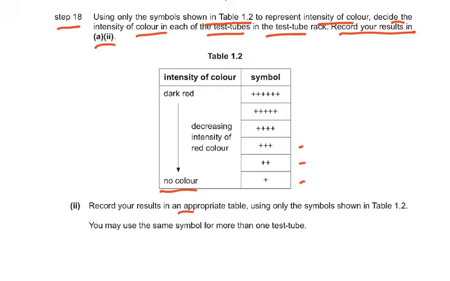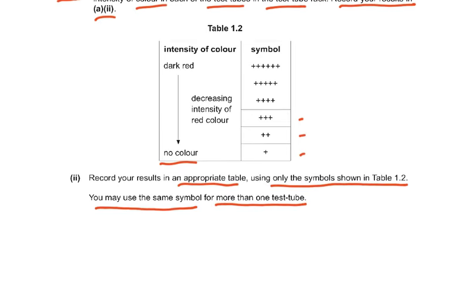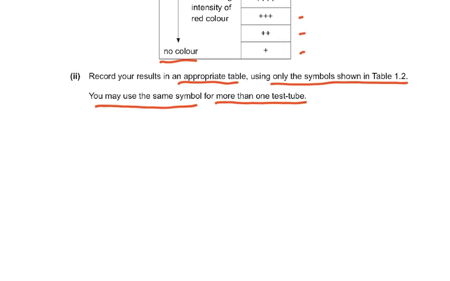Record your results in an appropriate table using only the symbols shown in table 1.2. You may use the same symbol for more than one test tube. So if you put, say, 3 pluses, you can put 3 pluses in another one as well. So that is actually immaterial. They know that there can't be much of a difference in these sort of temperatures.